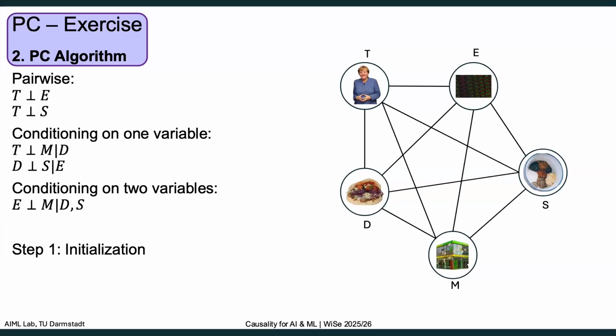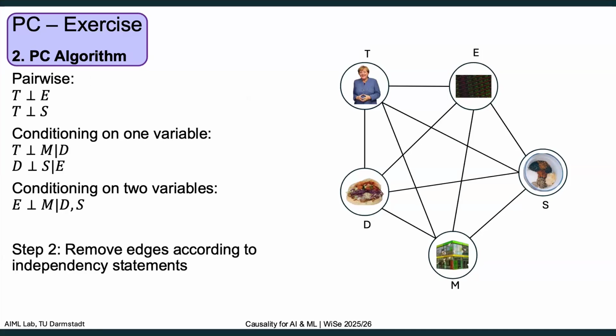So again, we have the independency statements that we get, in this case, from our data. We start with a fully connected graph where we draw all the edges. The next step is to remove all the edges according to the independency statements. So we ignore the conditioning sets for now and remove all the edge pairs that we have: T and E, T and S, T and M, and so on. And what we get now is the skeleton of the graph.